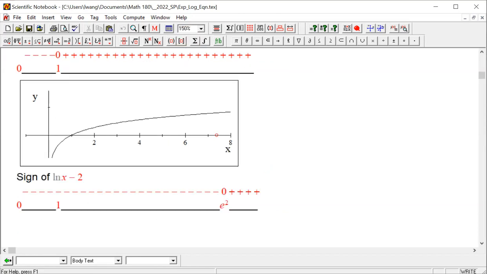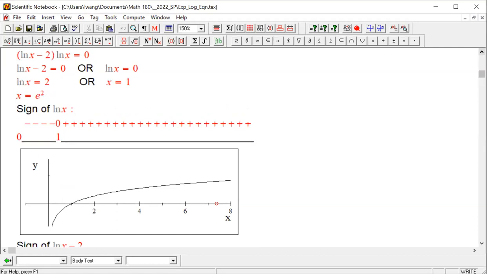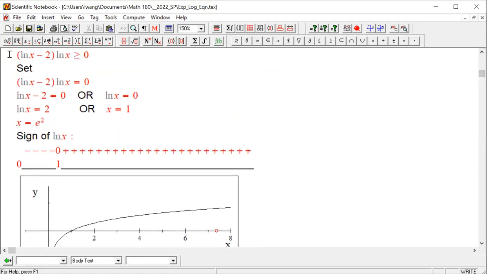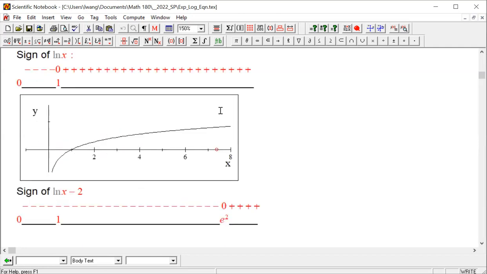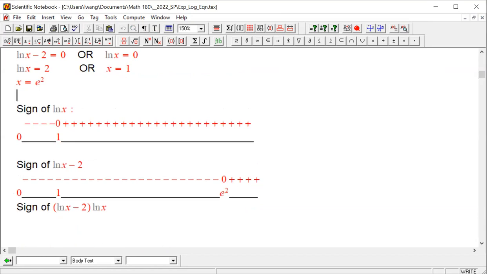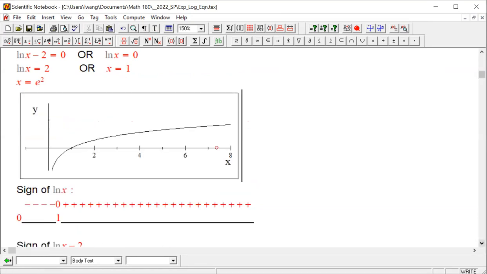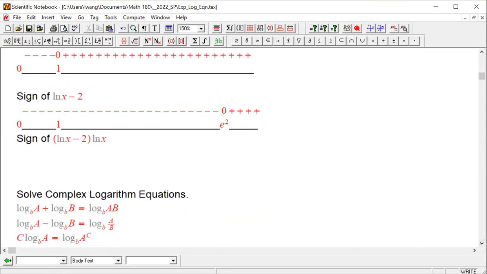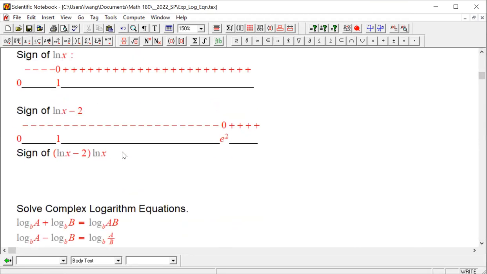Let me make it just a little bit smaller. So let's look at the product. When we want the product to be positive or zero, right? So now we're going to look at the sign of the product. I'm going to put this on the side. Just look at these two signs, right? One is the sign of ln x, the other one is that.